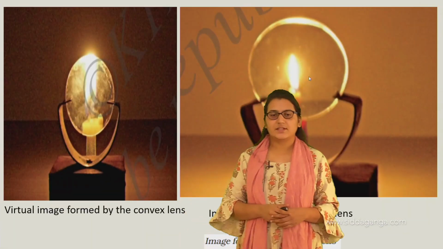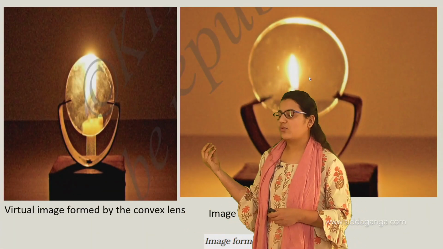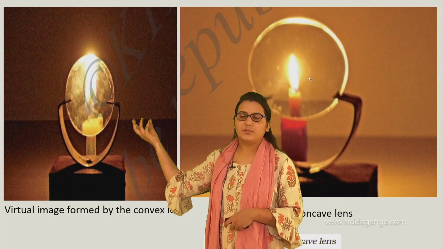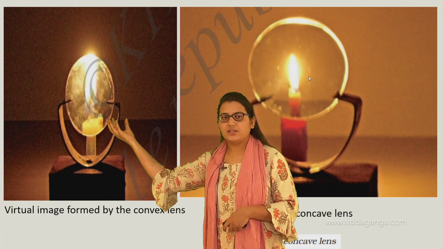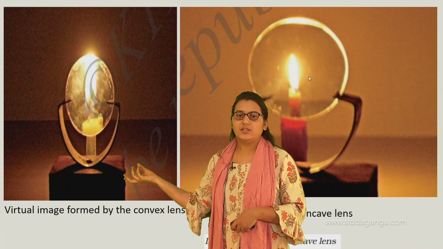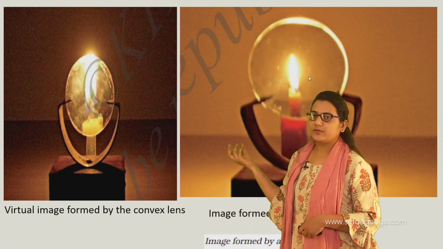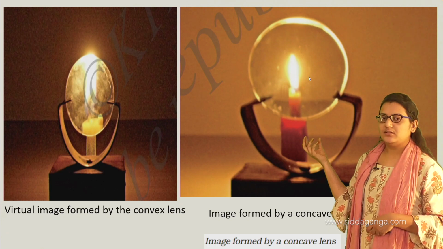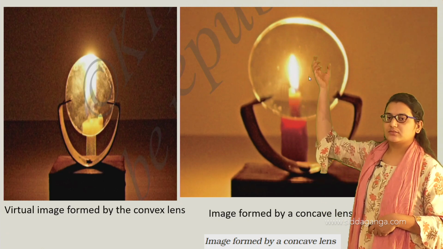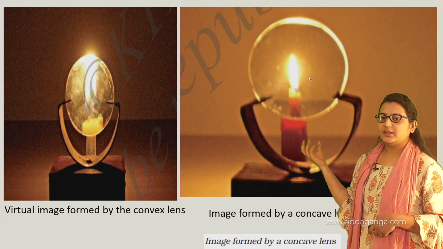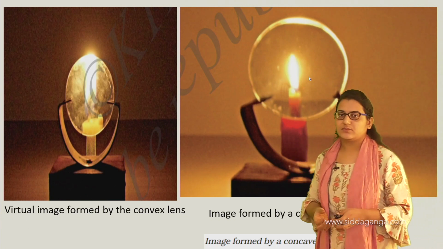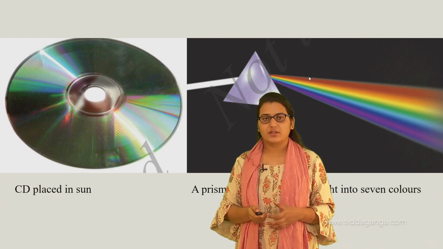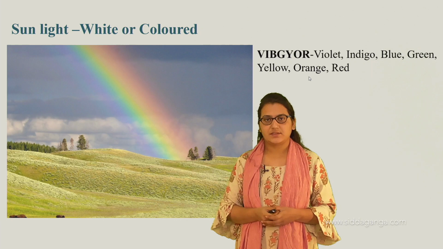Now this is an example to show that the convex lens forms a virtual image. If we keep a convex lens right in front of the candle, it forms a virtual image. In the same way, if we take a concave lens here, this is how the image looks like. This is the image formed by a concave lens. So this is about image formation using concave and convex lenses.